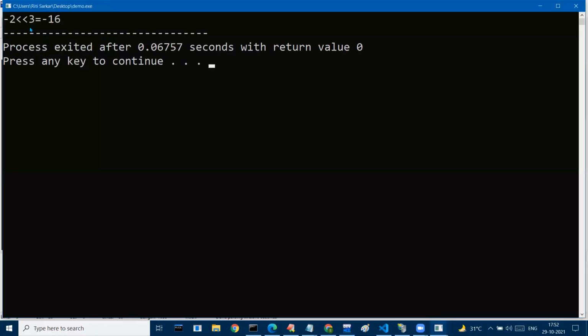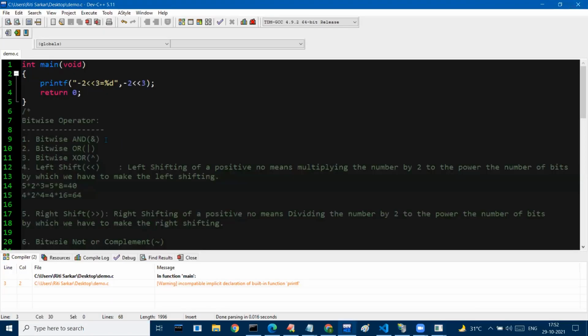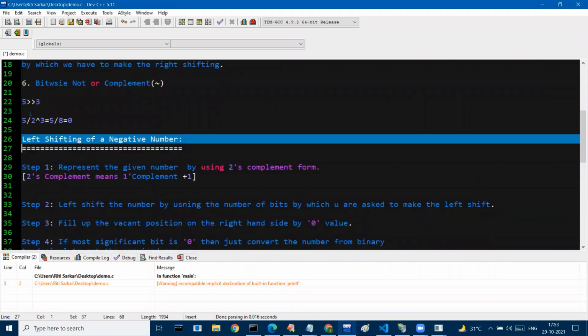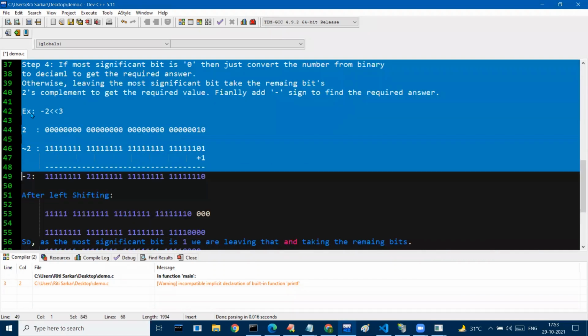Execute, compile and run. -2 left shift by 3 is minus 60. Easy, na? This is negative number left shifting. Exactly same, almost same, just with a little bit of difference. What is that? Let me copy this. I will make these small changes wherever it is required.